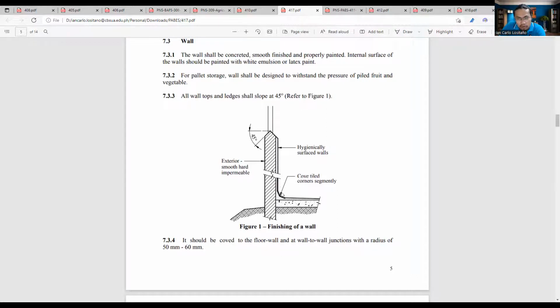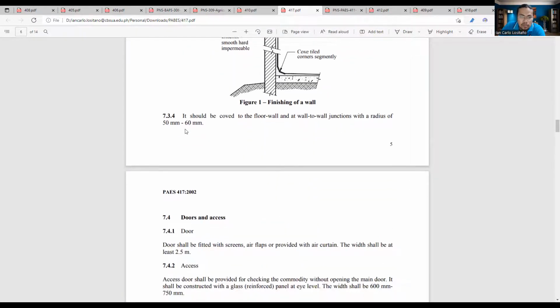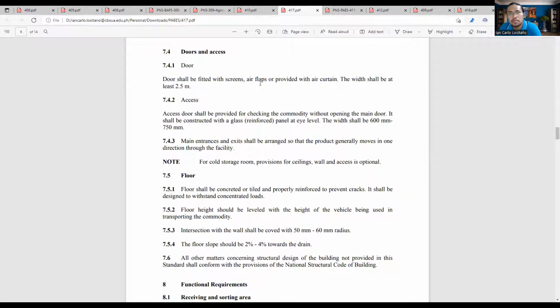Please do take note of the coving on the floor. This is to facilitate the movement of water on the walls so that the puddling or the pooling of water on the edges is avoided. The radius of that should be 50 to 60 millimeters. Doors shall be fitted with screens, air flaps, or provided with air curtain. An air curtain is a gust of air from a machine that is providing that air gust.